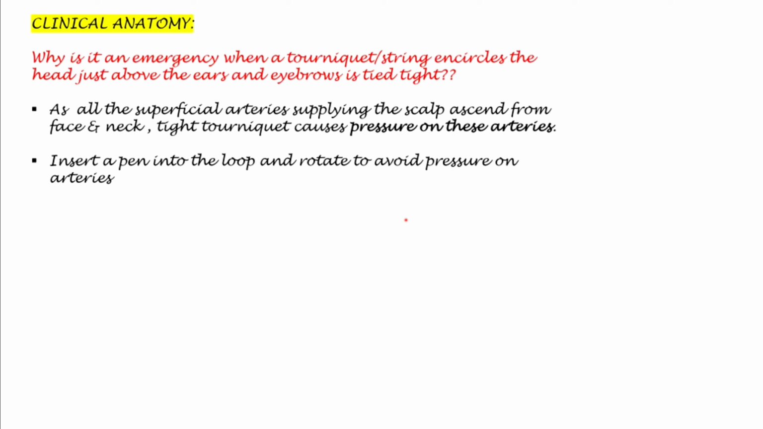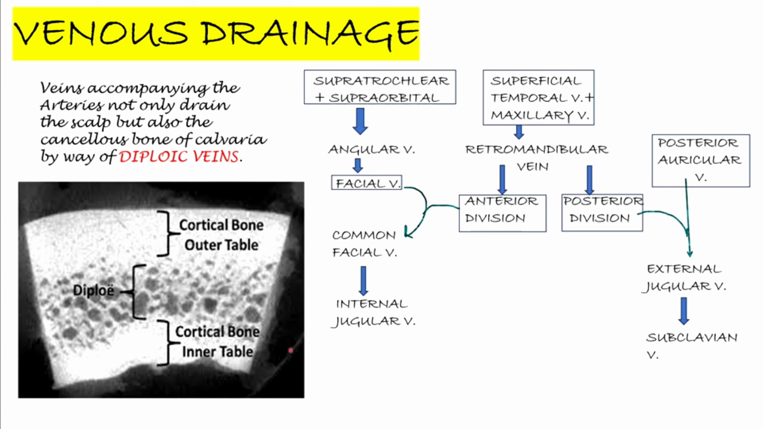Let's see the venous drainage of the scalp. The veins accompanying the arteries not only drain the scalp but also the cancellous bone of the calvaria by way of diploic veins. What are diploic veins? What is the diploe? Let's see. This is the outer table of the skull. This is the inner table of the skull. Both are made of cortical bone. The space in between the cortical bones is the cancellous bone. This is called the diploe. It has diploic veins. Let's see the actual venous drainage of the entire scalp.